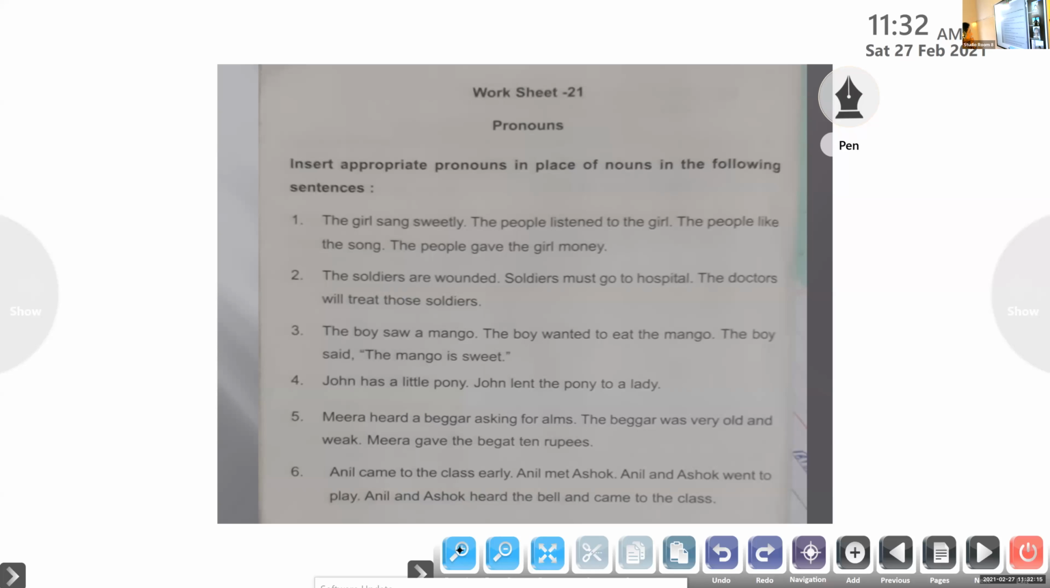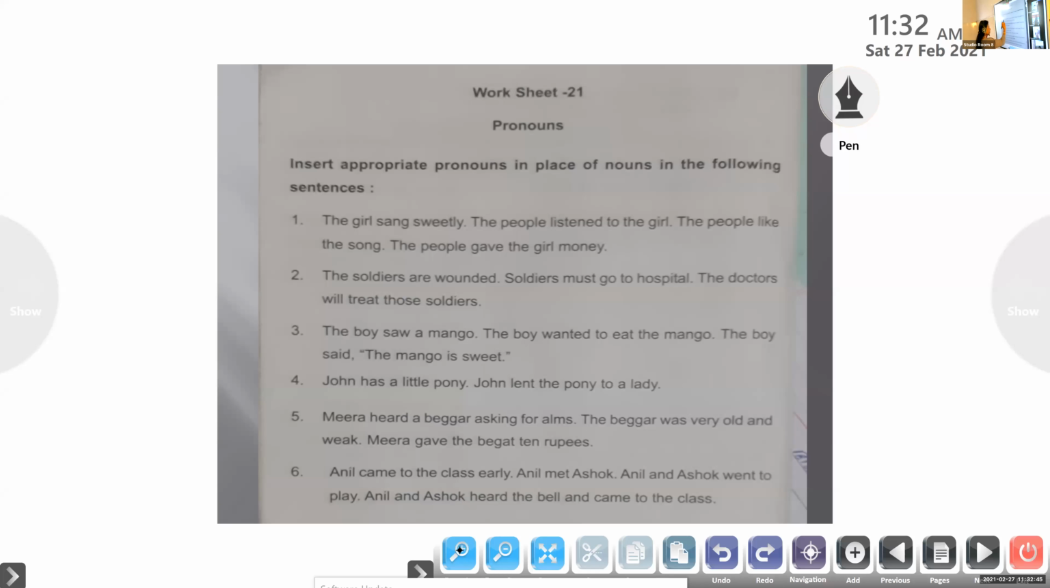Let me see. Okay. The girl sang sweetly. The people listened to the girl. The people liked the song. The people gave the girl money. Okay. So if such a question is asked, first you read the sentence once more.